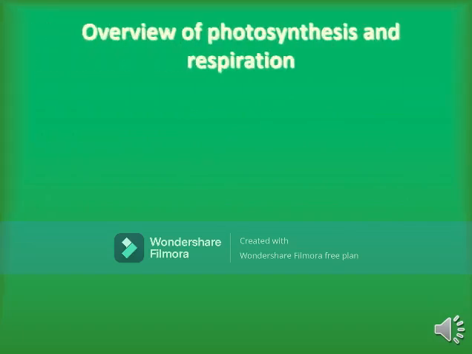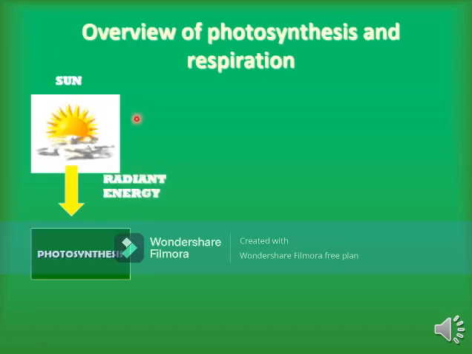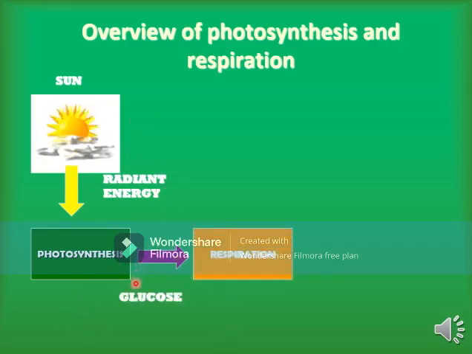Let us take a close look at the overview of photosynthesis and respiration. The sun is the main source of energy, and this energy is used by photosynthesis. Photosynthesis is the process by which the energy of sunlight is converted into the energy of glucose, and glucose is broken down by cellular respiration and converted into ATP for cell activities.